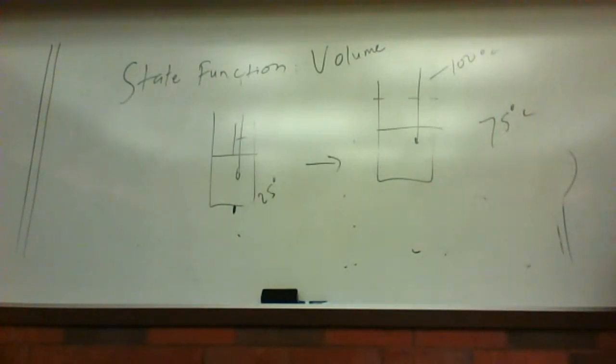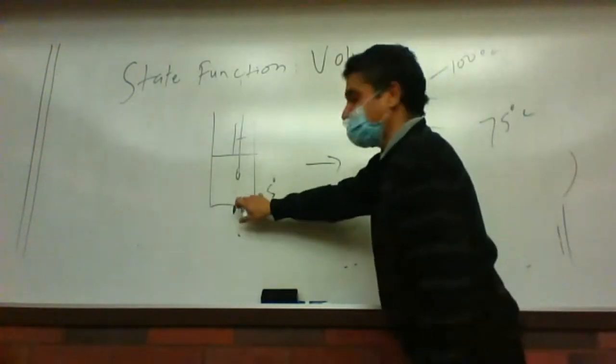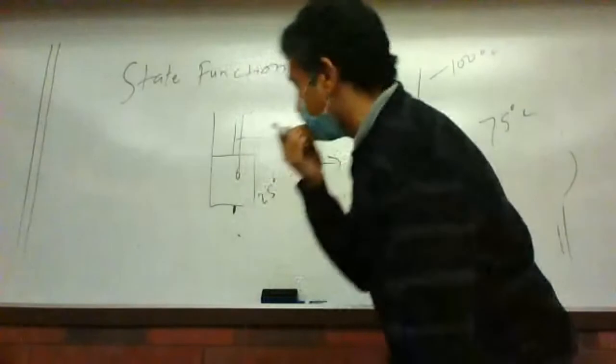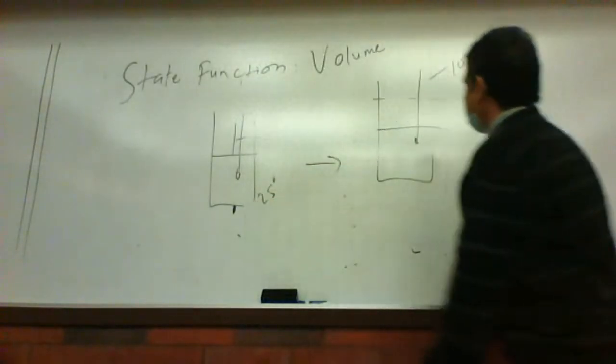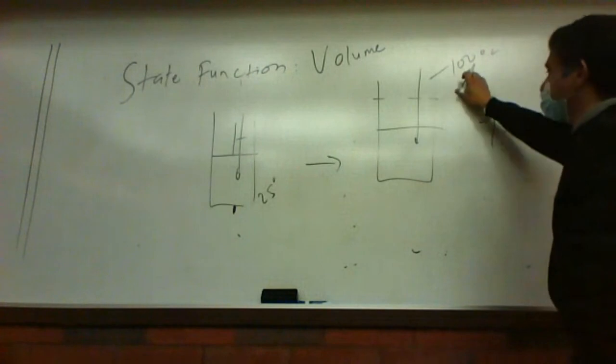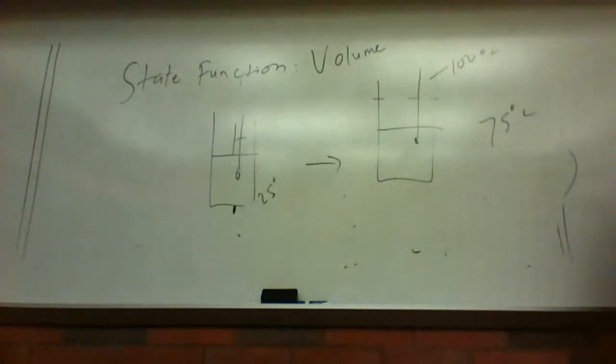Make sense? I'm heating the water or the gas here, and it's at 25 degrees centigrade, and I am heating this very slowly. At the beginning it was 25, at the end I have 100 degrees centigrade. The temperature changes by 100 minus 25, which is 75 degrees centigrade, right?